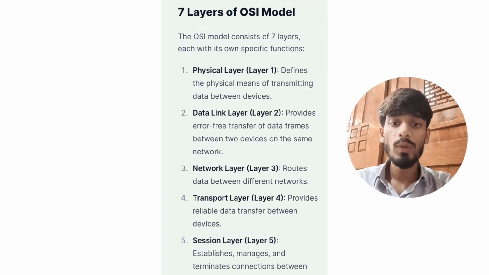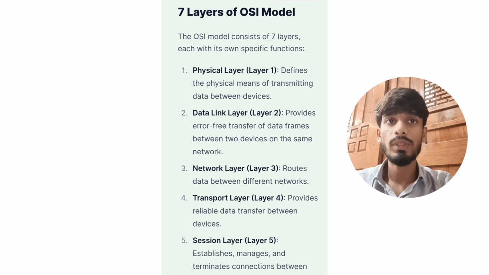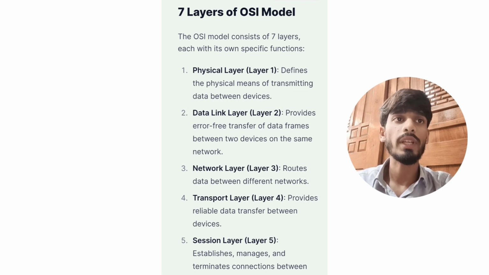OSI model consists of 7 layers. Now what are the 7 layers? First layer is the physical layer. What does the physical layer do? The physical layer defines the physical means of transmitting data between devices. Second layer is the data link layer. It provides error-free transfer of data frames between two devices on the same network.